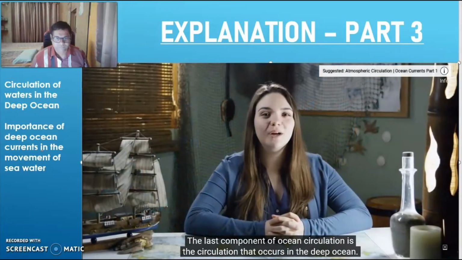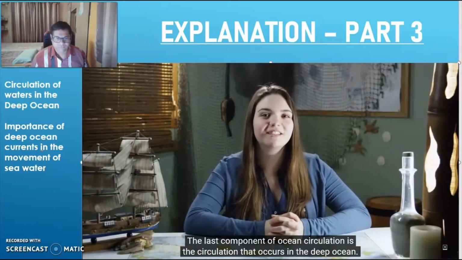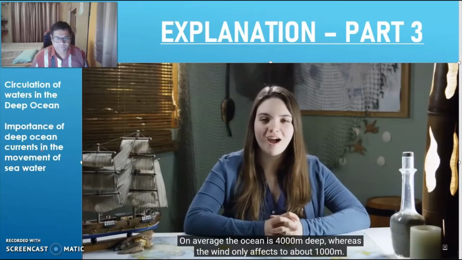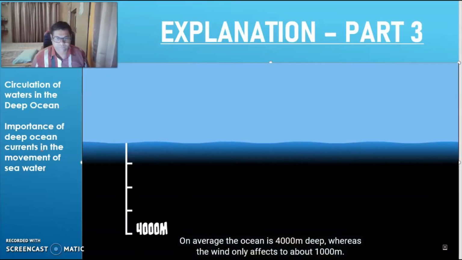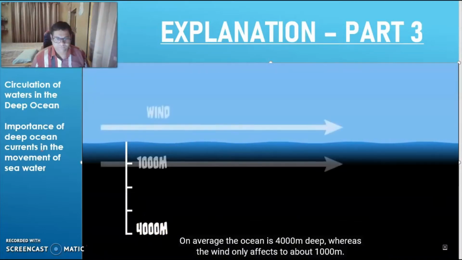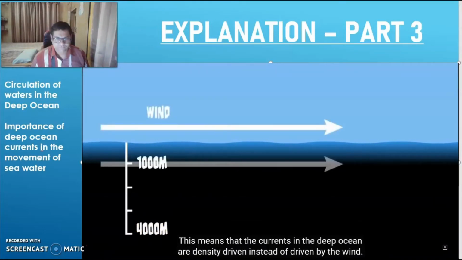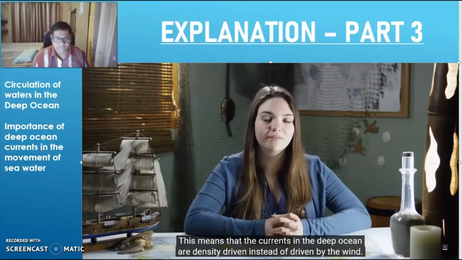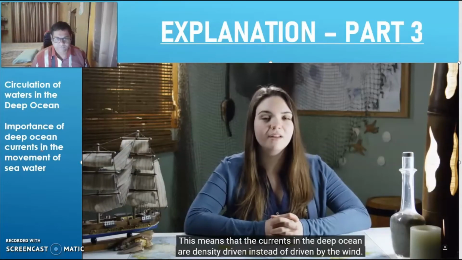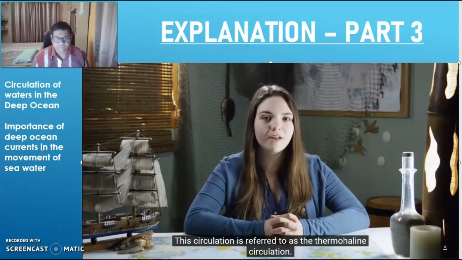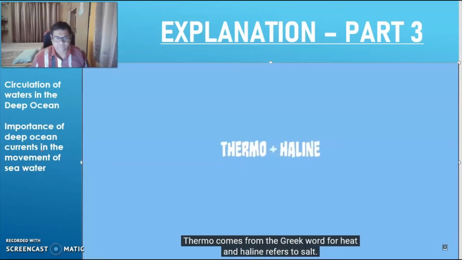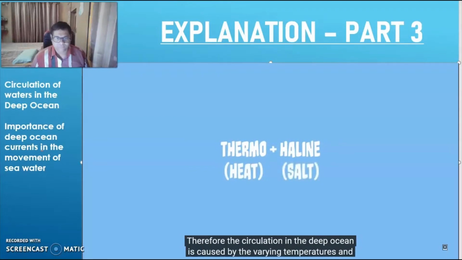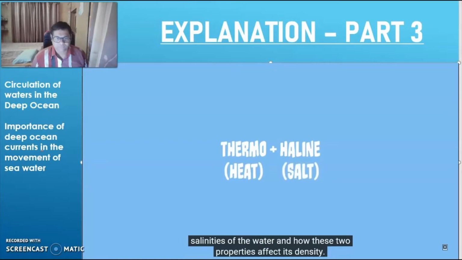The last component of ocean circulation is the circulation that occurs in the deep ocean. On average, the ocean is 4,000 meters deep, whereas the wind only affects to about 1,000 meters. This means that the currents of the deep ocean are density driven instead of driven by the wind. This circulation is referred to as the thermohaline circulation. Thermo comes from the Greek word for heat, and haline refers to salt. Therefore, the circulation in the deep ocean is caused by the varying temperatures and salinities of the water and how these two properties affect its density.